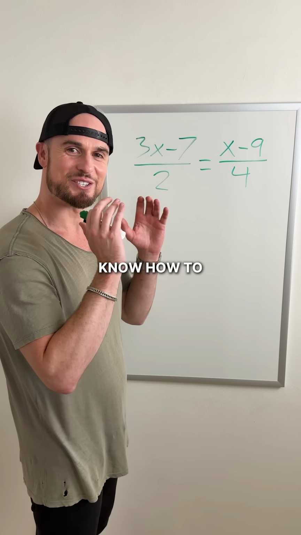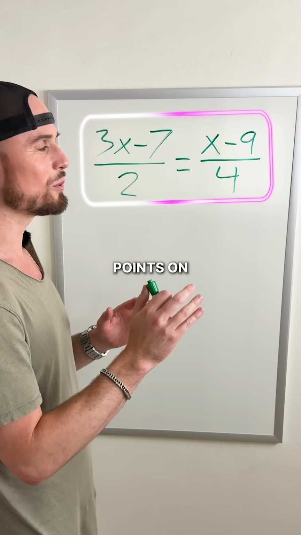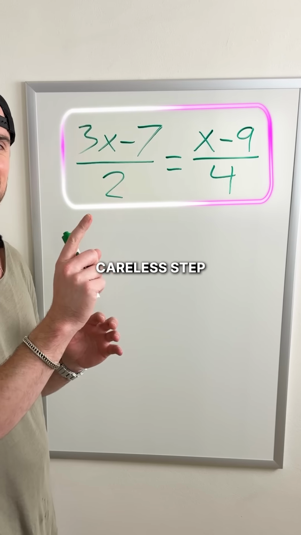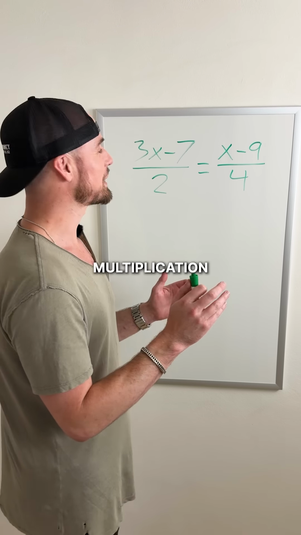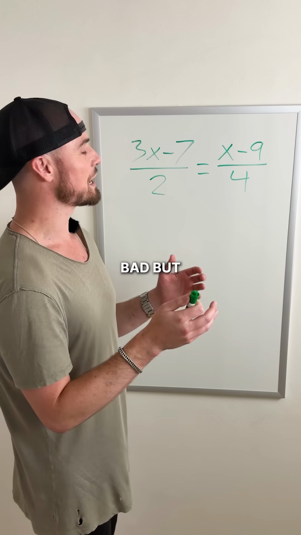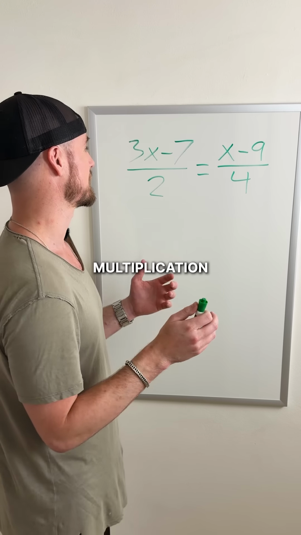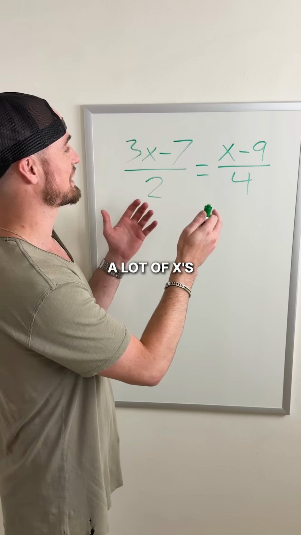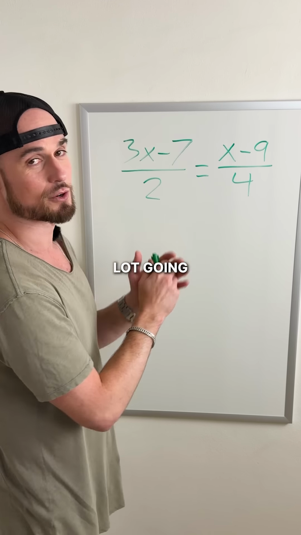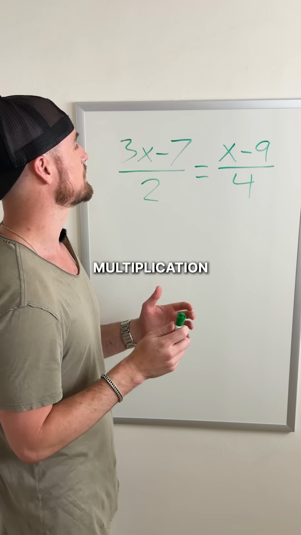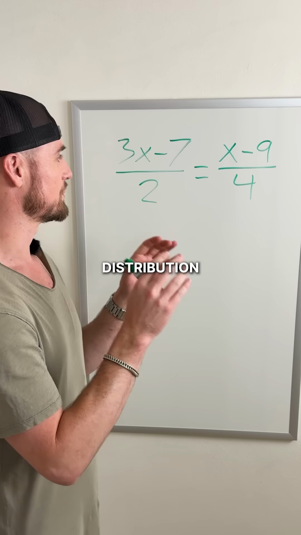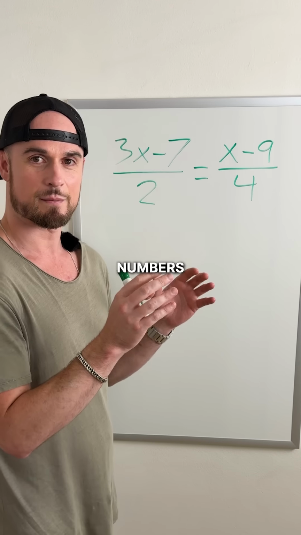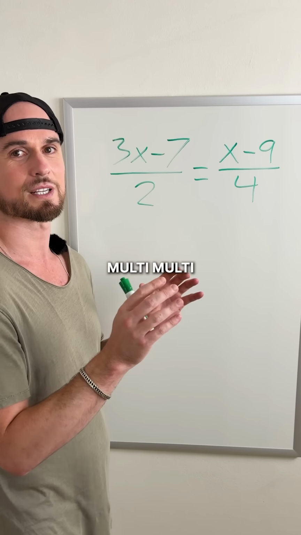Most SAT students know how to cross multiply, but they lose points on proportion problems because of one careless step. If you're familiar with cross multiplication, then maybe this problem doesn't look so bad, but especially if you're not familiar with cross multiplication, it looks like, wow, a lot of x's and fractions and just a lot going on here. And even if you do know cross multiplication, there's also distribution, there's also negative numbers, and it's just a multi-step problem.